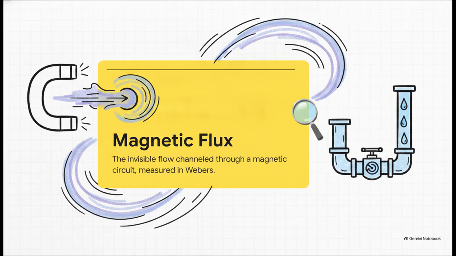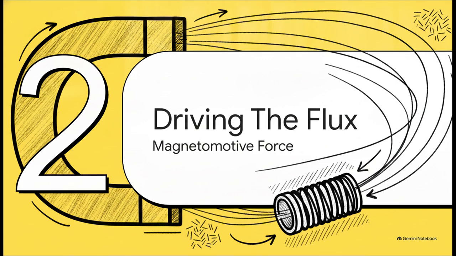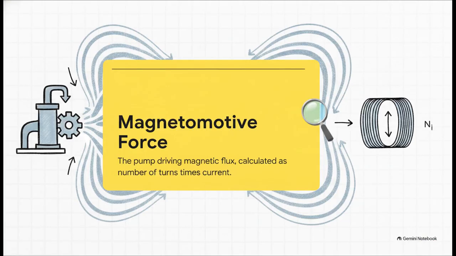But, as you know, water doesn't just flow on its own, right? It needs pressure. Which brings us to Section 2, driving the magnetic flux. So what actually forces this invisible field to move through our circuit? Well, it turns out it comes down to magnetomotive force, or MMF for short. If flux is our water, MMF is the water pump. It's the active driving force that establishes the magnetic flux in the very first place.